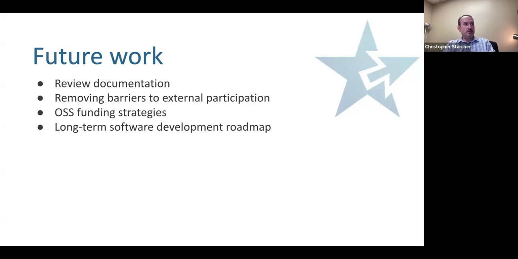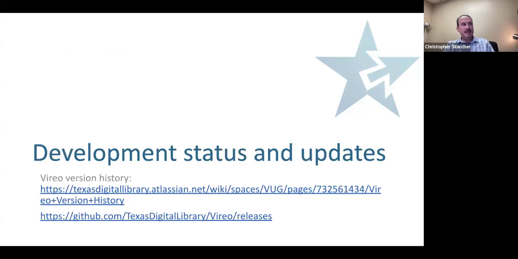So the next slide, development status and updates. Although the work on Vireo has slowed over the past year, it has not stopped. We have released 4 versions of Vireo in that time. Those releases include many bug fixes. Actually, the majority of the commits to those are bug fixes. They have addressed some additional functionality that we've been able to add in.